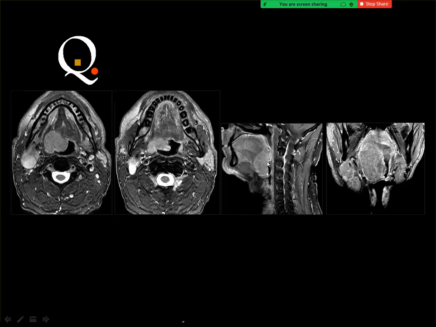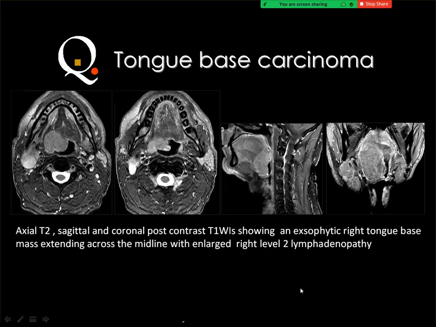And you see the craniocaudal extension of the lesion in the sagittal image, and you can appreciate clearly the presence of metastatic lymph nodes on the same side of the tumor. And this is carcinoma of the base of the tongue and associated with lymph node deposits on the right side.